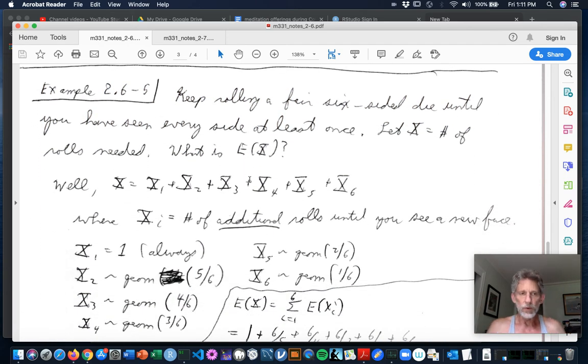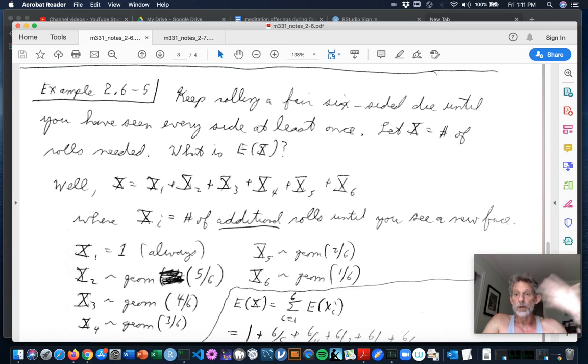So let's try some examples. How about example 5 in this section? Say that you keep rolling a fair 6-sided die until you've seen every side at least once. So that could be a while, right?